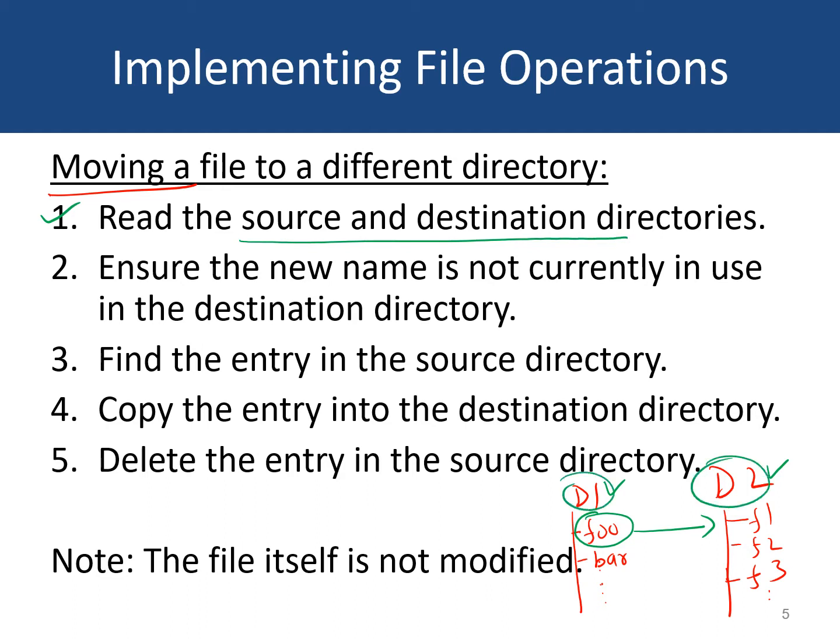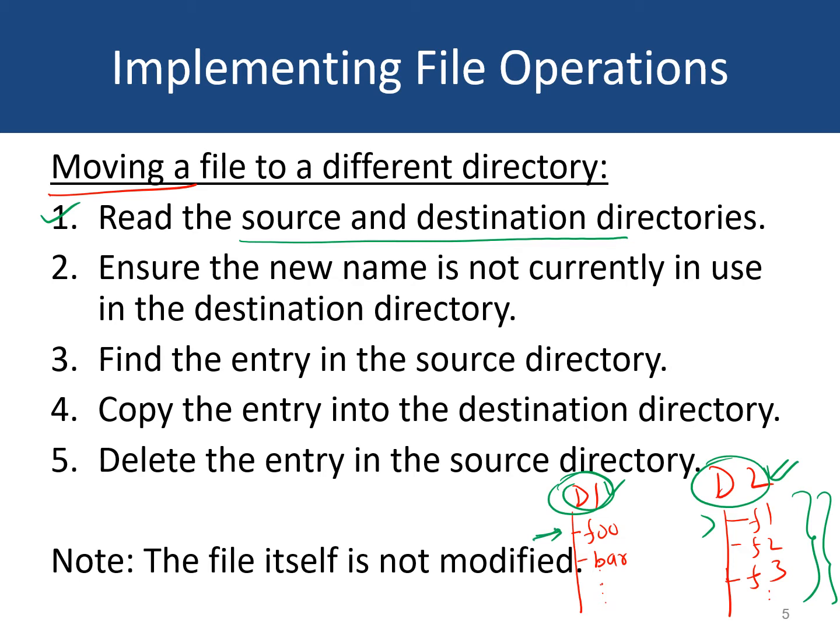Essentially, to move this foo to directory D2, we need to make sure that this name foo is not already in use inside this directory D2. So we have to make sure that there is no other file with name foo inside D2. If foo does not already exist inside D2, which is the case here in this example, we can find the entry in the source directory. So we'll find an entry for this file foo inside the source directory, and then we'll copy this entry from directory D1 to directory D2.